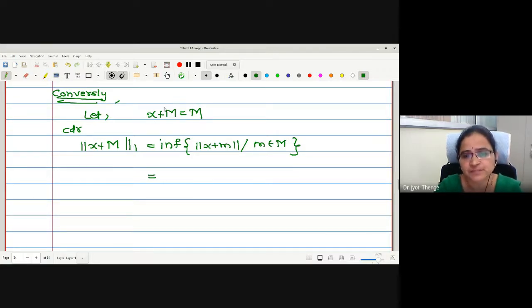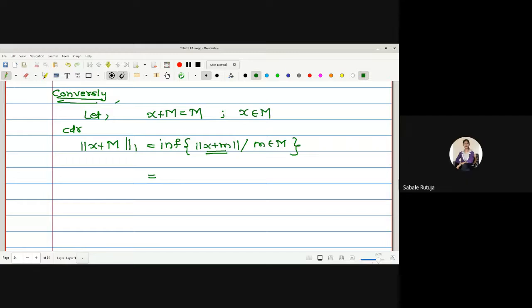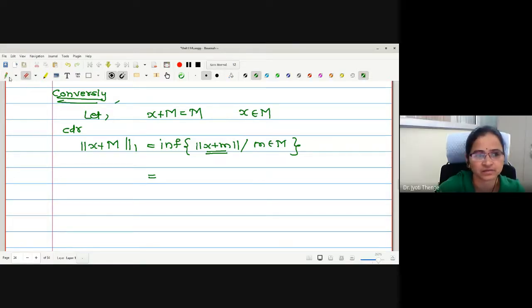If x plus M is M, where does this x go? Can I write over here that x is in M? X plus M is M implies x is in M. Or I can make it implies and implied by here. X plus M is equal to M happens only if x is in M.